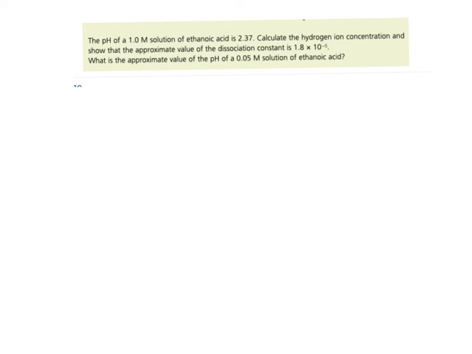Now in this question there's another part. They want you to show the approximate value of the dissociation constant is 1.8 by 10 to the minus 5. So to do that, we need to show that that's approximately equal to our answer in the previous question. The key word in all of this is approximately, so if some of the decimals are different, that's okay. We want to show that the H plus ion from the previous question is roughly similar to the H plus ion concentration in this one.